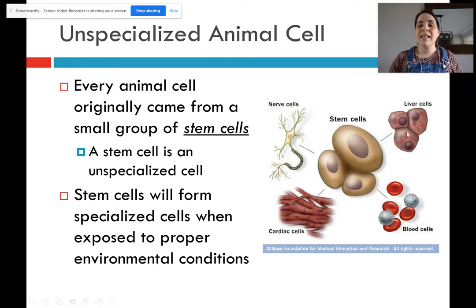Okay, I like to think of stem cells kind of like kindergarten students. Okay, if you have a little brother or sister or cousin in kindergarten, students are kind of okay at everything, but not really great at any one thing.